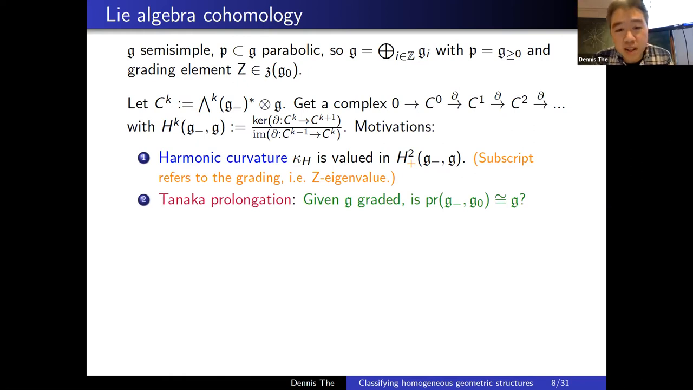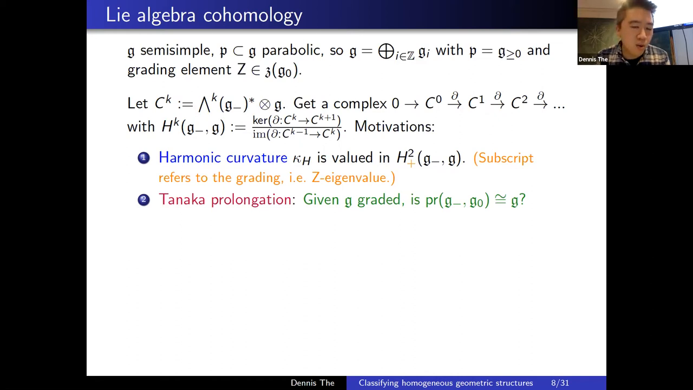Second motivation comes from Tanaka prolongation. So we saw earlier that this bounds the amount of symmetry you could have for a given geometric structure. I didn't mention computational methods, and in general, it can be quite challenging to compute the Tanaka prolongation, given G minus and G zero data. Remember, Tanaka prolongation is the maximal graded Lie algebra extending that given data, G minus and G zero, such that if you have an element on the positive side, you want it to bracket non-trivially with something on the negative side.